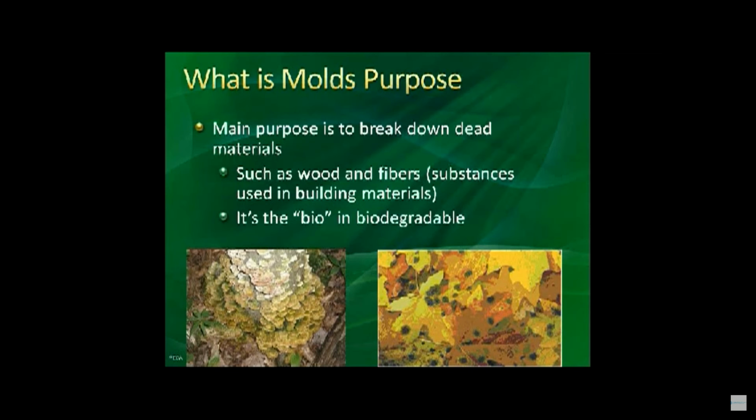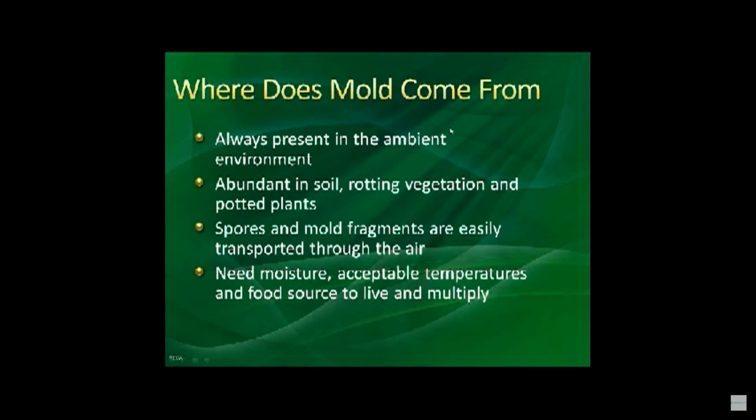Where does it come from? It's ambient in soils and rotting vegetation and potted plants. I have done many inspections, and I have helped a lot of people find sources in their mold inspection when it was actually a plant that was giving off the mold. By removing those live plants, they actually reduced the mold counts.